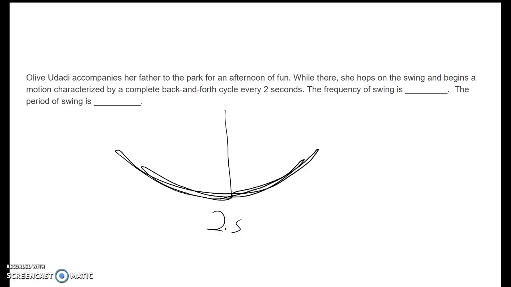Okay. And so the question is, what's the frequency of her swing, and what's the period of her swing? Well, her frequency is 1 cycle. So frequency is cycles per second. 1 cycle every 2 seconds. So 1/2. So my frequency is 0.5 hertz. The period's pretty easy, right? The period is 1 cycle every 2 seconds, so the period is going to be 2 seconds. 2 seconds to complete 1 cycle.